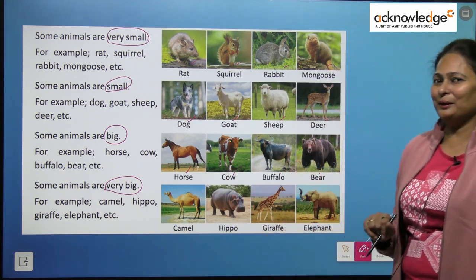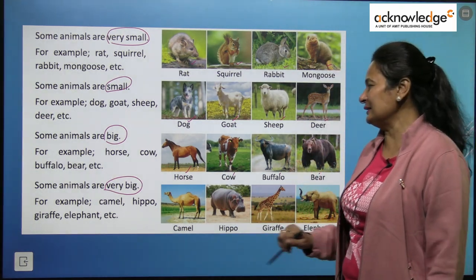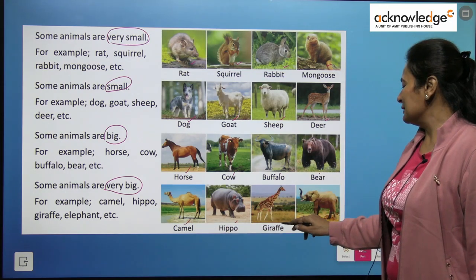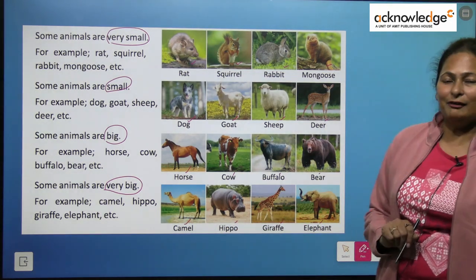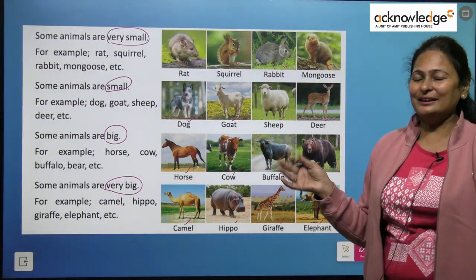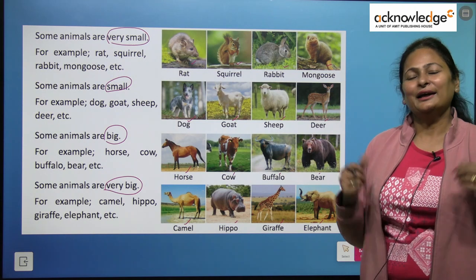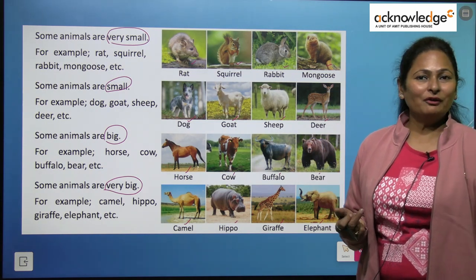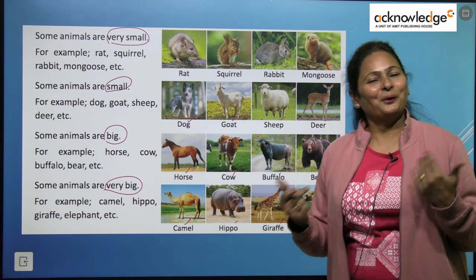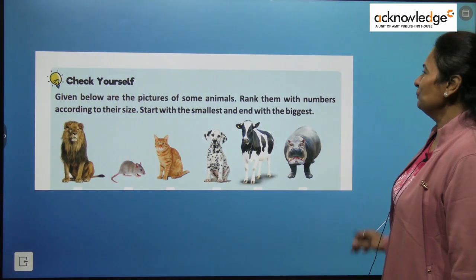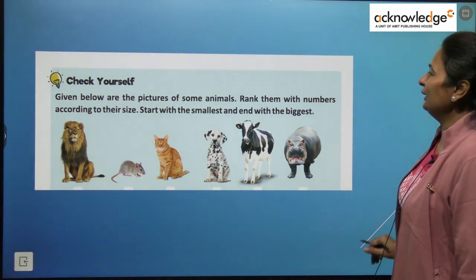So, what animals are kept in this category, kids? Animals like camel, hippo, giraffe and elephant have been kept in this category. So, now you can identify whether an animal is small or very small, big or very big. Correct, students? So, let's move on and check your knowledge.